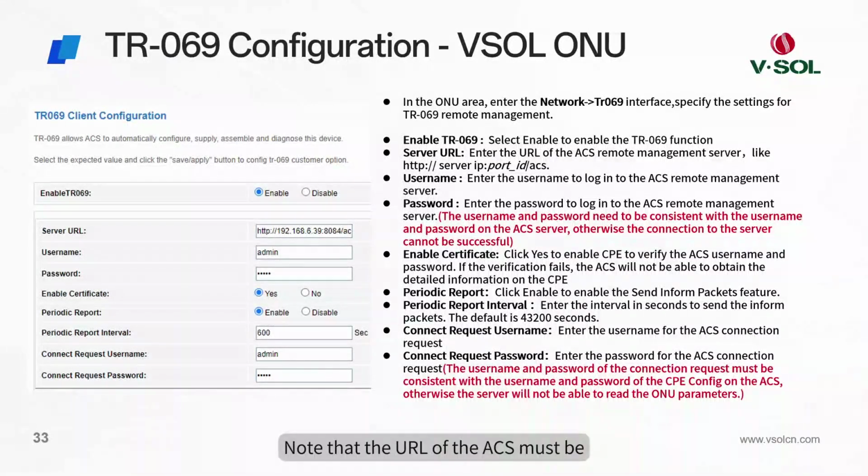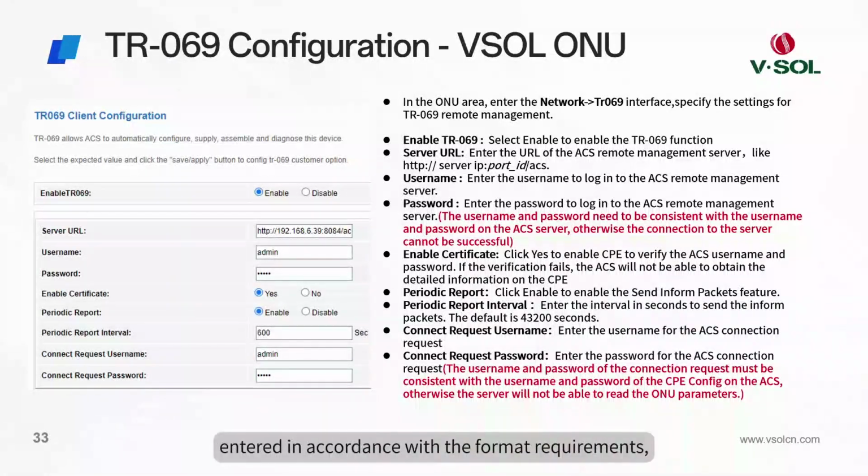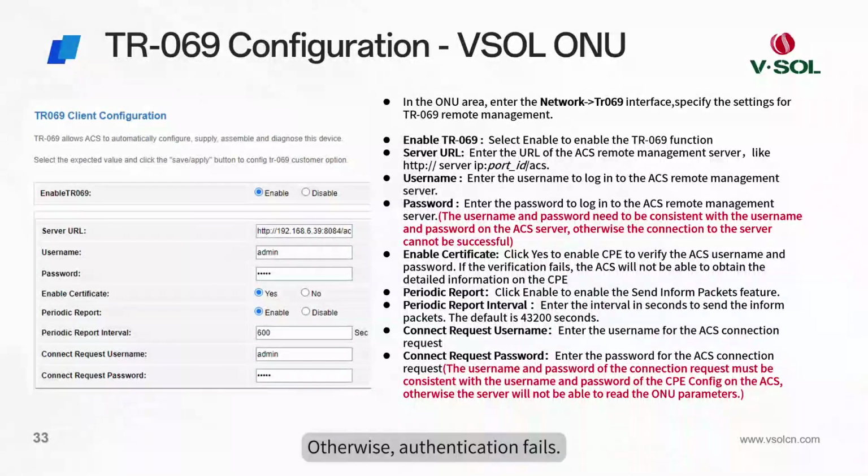Note that the URL of the ACS must be entered in accordance with the format requirements, and the username and password must be consistent with the configurations on the ACS. Otherwise, authentication fails. For the sessions initiated by the ACS, if certificate is enabled, the CPE can also enable authentication. The user can configure the connection request username and password. The configurations on the ACS must be consistent with those on the CPE.